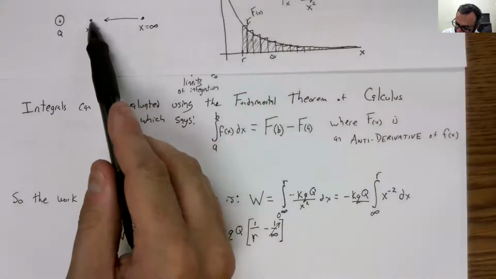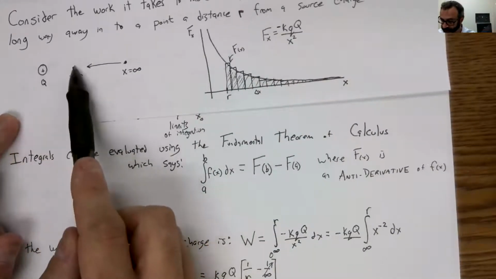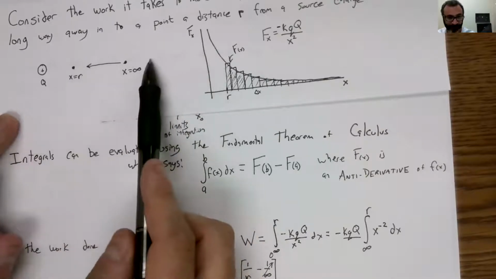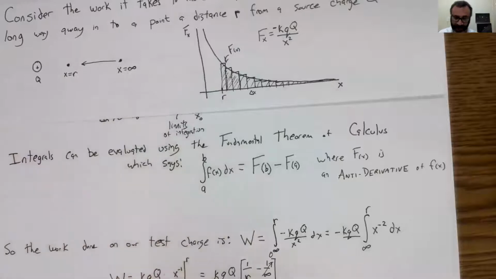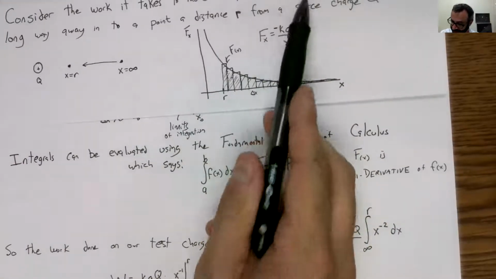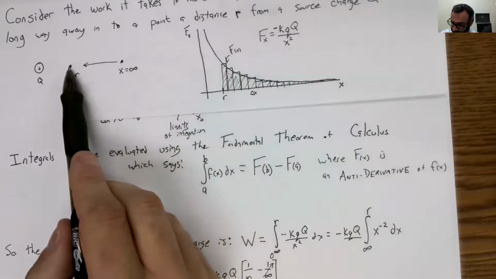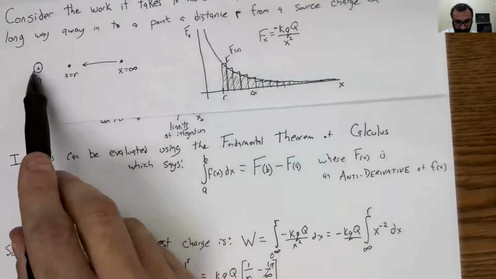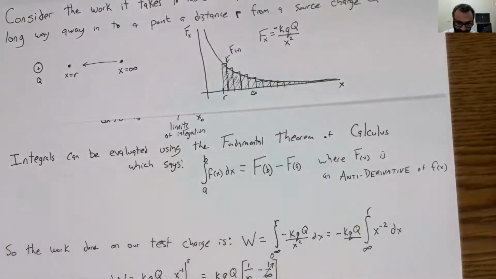If I put a positive test charge here at x equals r and just let it go, the source charge is going to push it out to infinity, right? But I'm asking how much work I have to do if I want to take that test charge out here and push it back in here. So to overcome the electric force, I have to do work in the opposite direction.